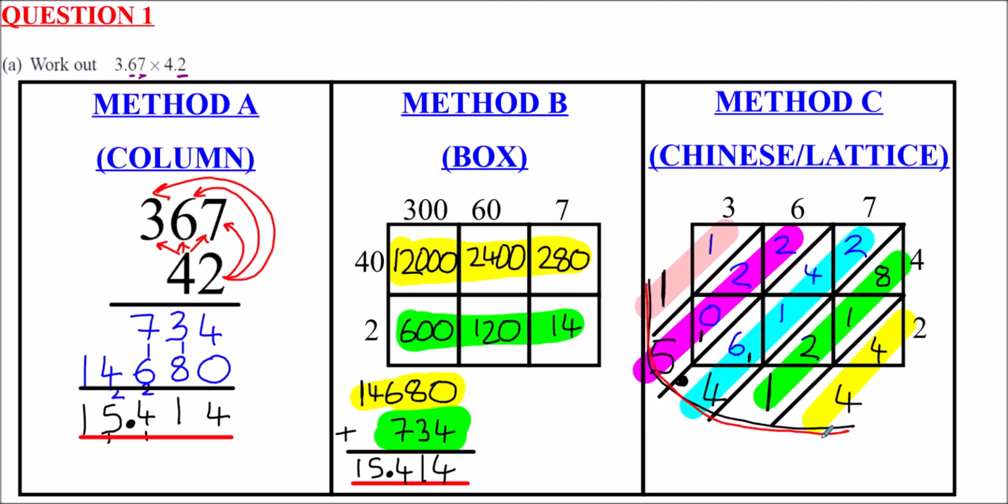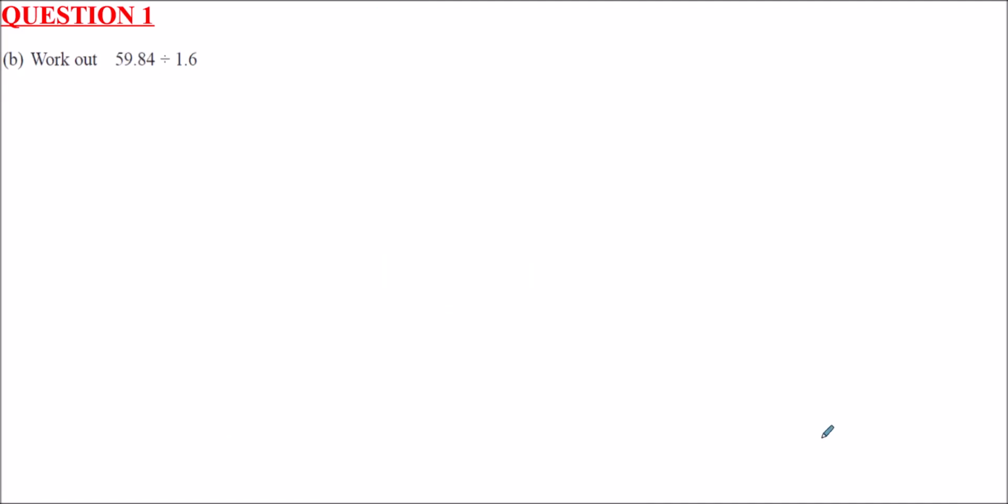We can now have a look at part B. Part B, work out 59.84 divided by 1.6. Well, the way I'd suggest we think about any division, in fact, is as a fraction. All a division means is it's the first number, 59.84. How many times can you fit this final number into that one? It can be written as a fraction like this. All a fraction means is the top number divided by the bottom number.